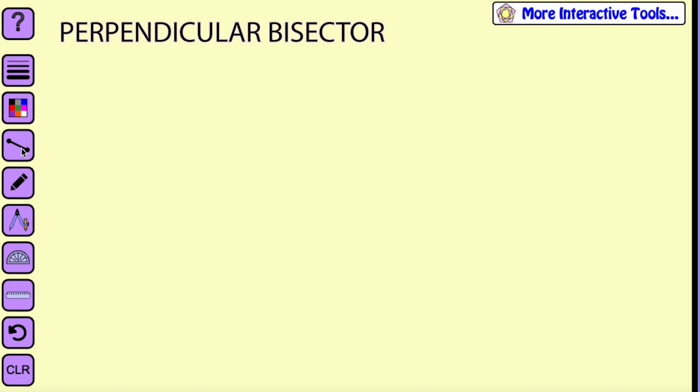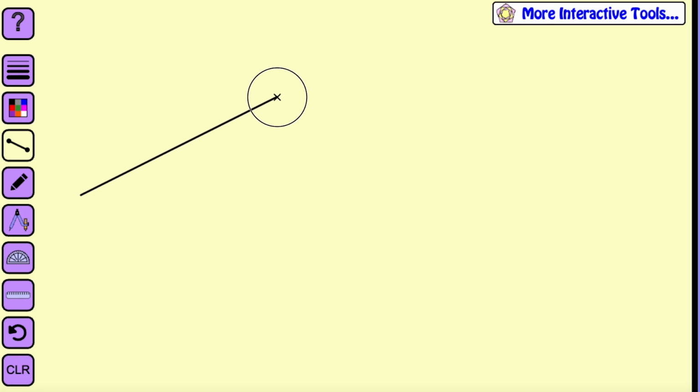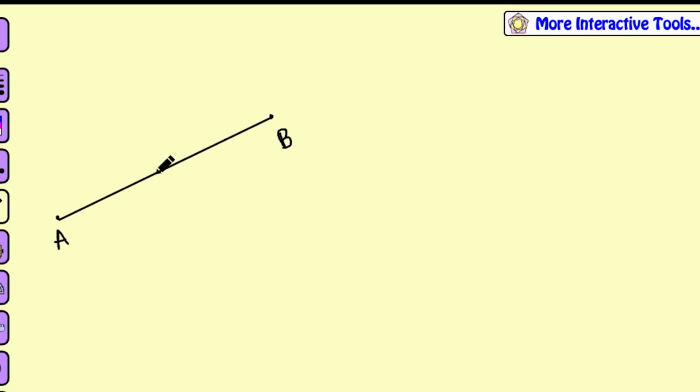Perpendicular bisector. Today we are learning how to construct a perpendicular bisector. First, let me show you a perpendicular bisector. Let me draw a line segment, and in this AB line segment, the point in the middle is called a midpoint of the line segment.